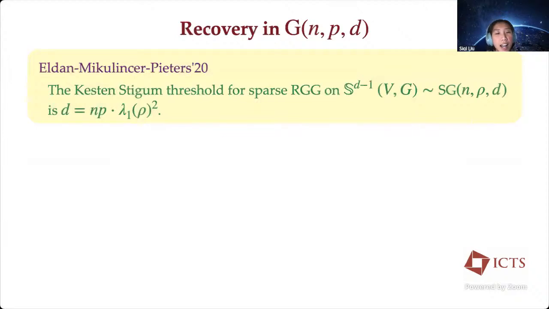And another related result in the recovery regime is that Eldan, Mikulincer, and Pieters proved the Kesten-Stigum threshold for the sparse, soft random geometric graph. They prove it to be equal to n p times lambda_1 rho squared, where lambda_1 is some Fourier coefficient for the function rho.